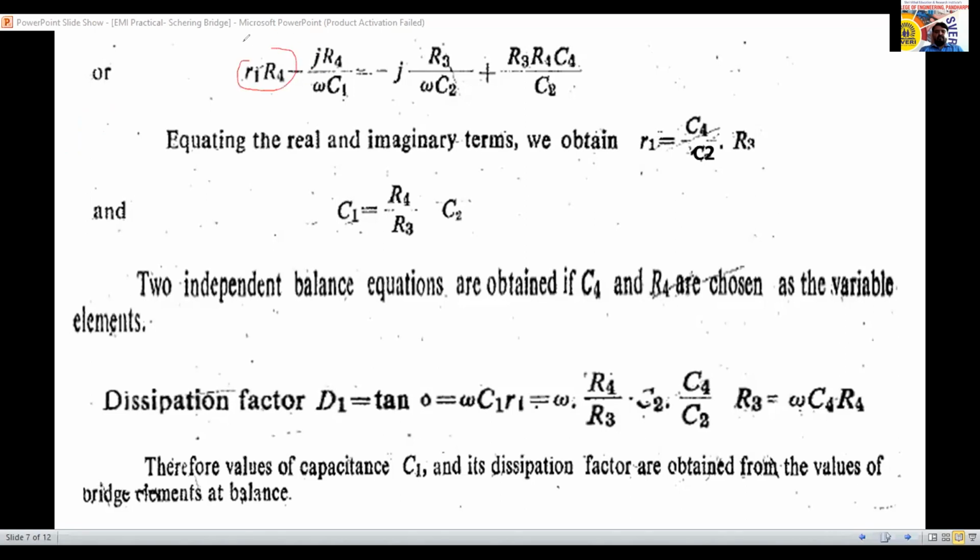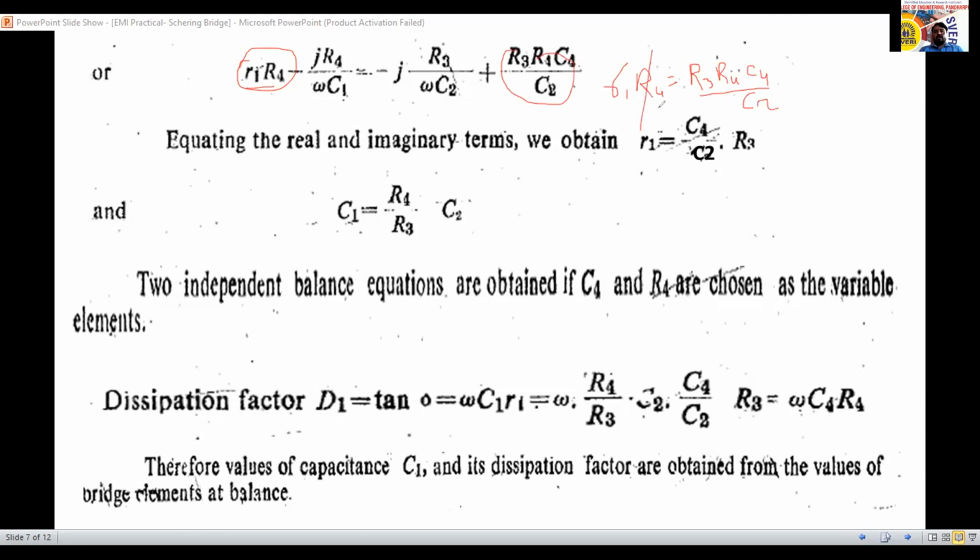Is this a real term or an imaginary term? This one, R1 R4, is the real term. Here J is there, it is reactive. Here J is there, it is reactive. This one is a real term here now. These two real terms are there. So we can write R1 R4 equal to R3 R4 C4 divided by C2.